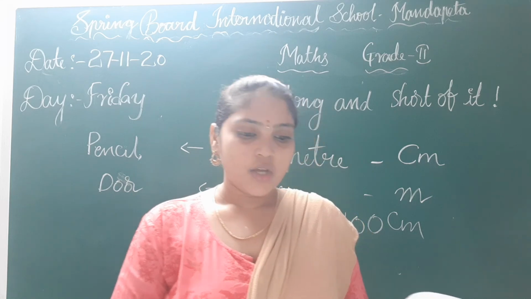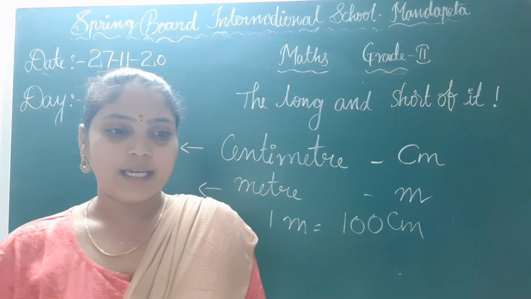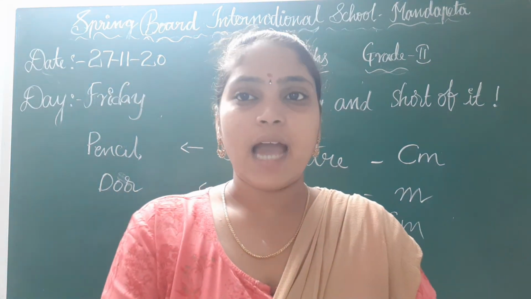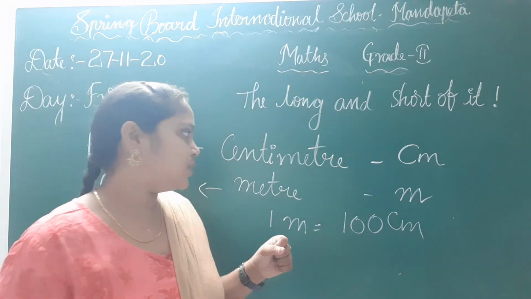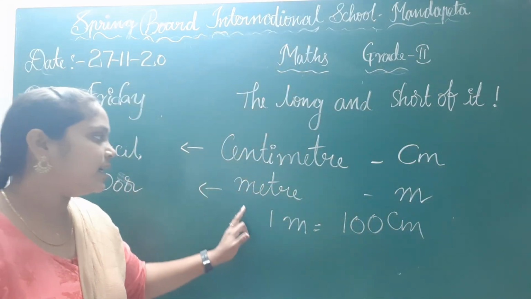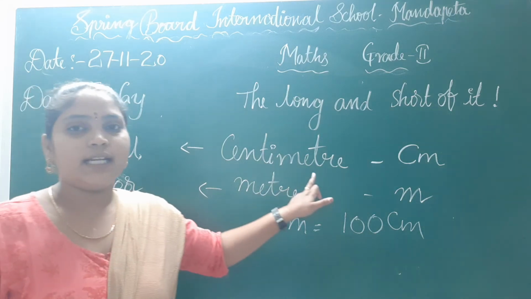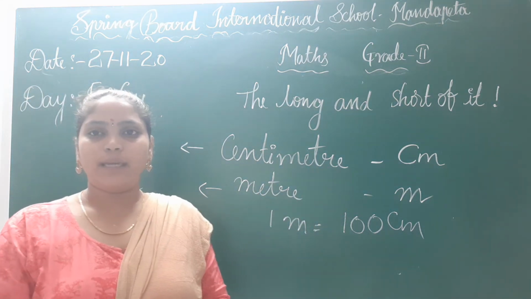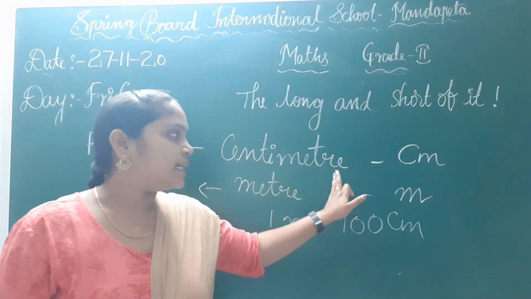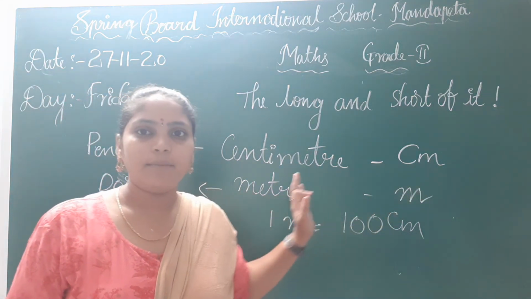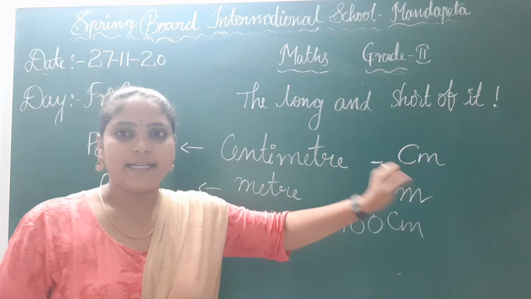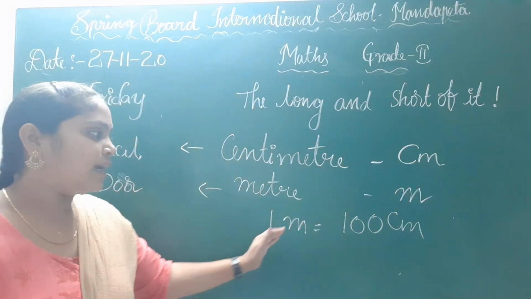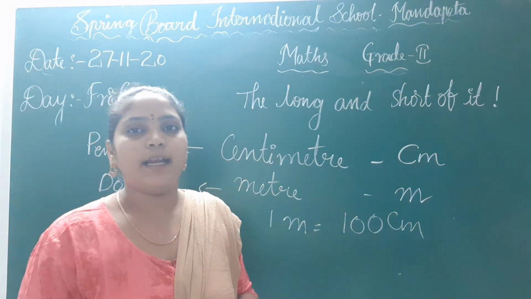Okay, children, so this is about today's class. We are having two fixed measurements. What are they, children? Centimeter and meter. So centimeter is a smaller unit and meter is a longer, bigger unit. Short form of centimeter is cm and short form of meter is m. 1 meter is equal to 100 centimeters.